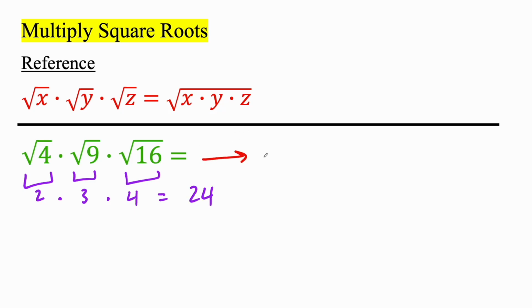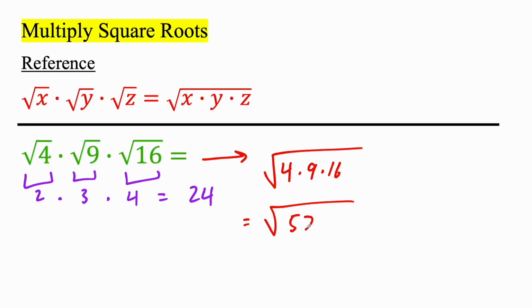Likewise, we could use this method. We could say the square root of 4 times 9 times 16, and from there we can multiply it out. 4 times 9 is 36, 36 times 16 will give us 576, and the square root of 576 is 24. So we solved it two different ways.